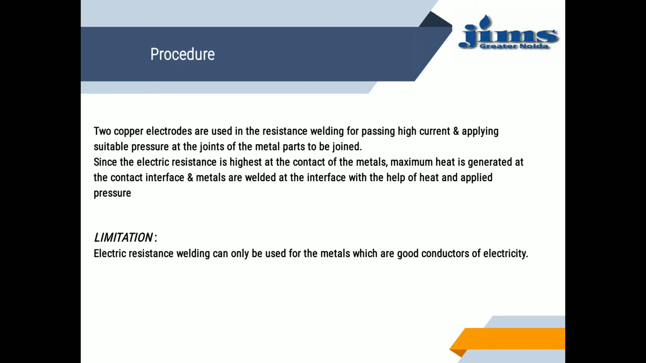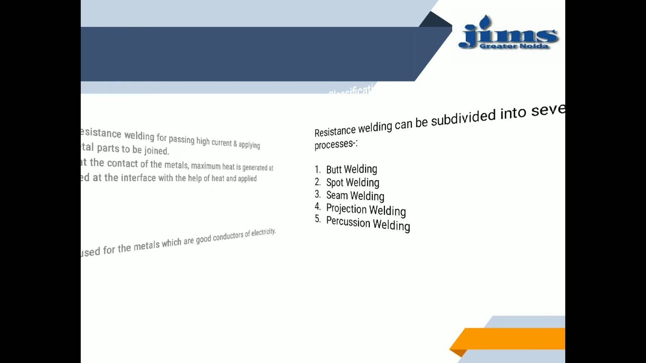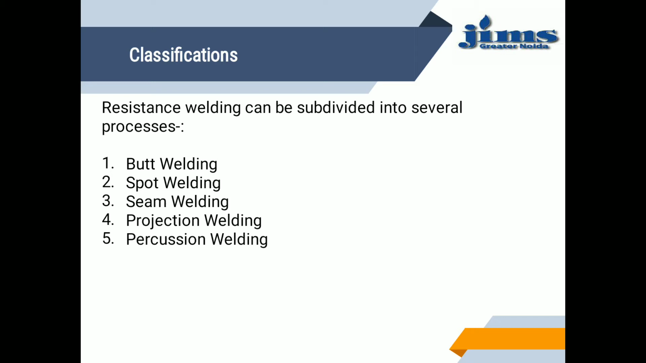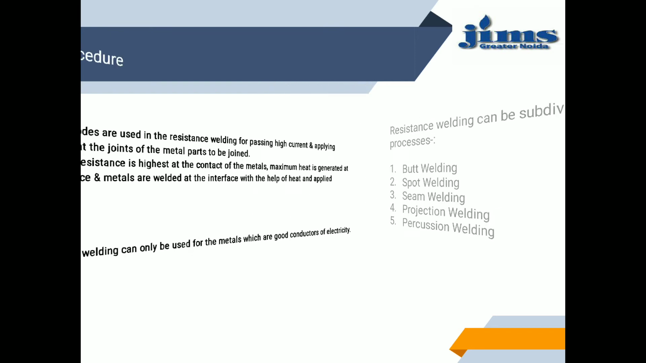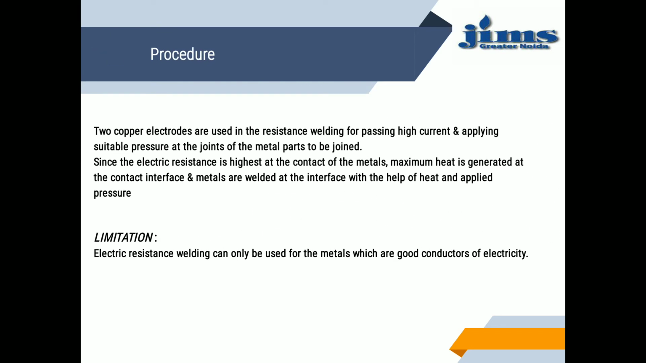Temperature ranges between 815 degrees and 930 degrees Celsius. The weld nugget is generally 6 to 10 mm in diameter. It has advantages like high speed of welding, less skilled workers required, and no edge preparation. There is only one basic limitation: electrical resistance welding can only be used for metals which are good conductors of electricity.